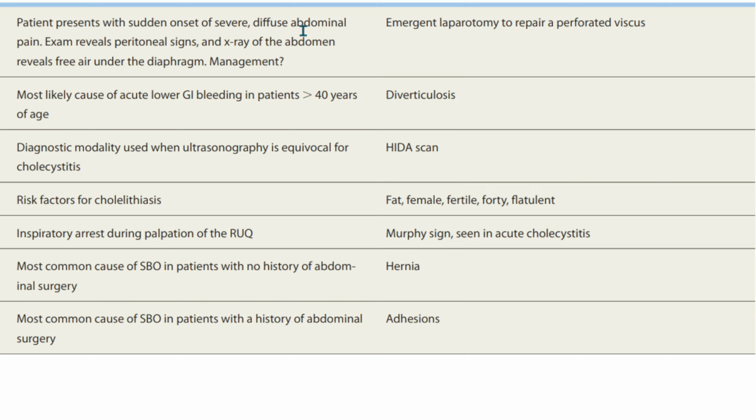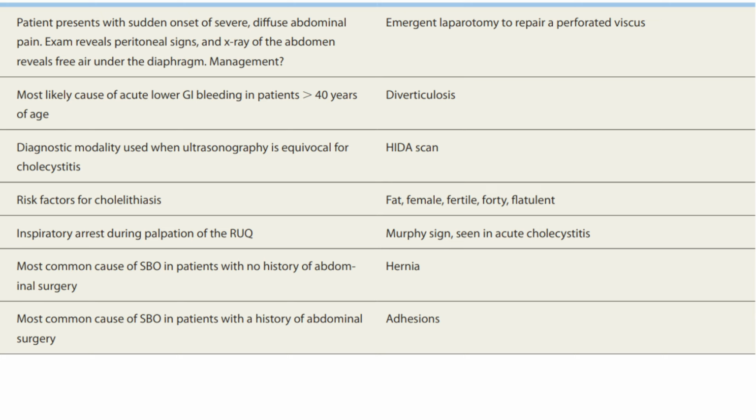When you have inspiratory arrest during palpation of the right upper quadrant, this is Murphy's sign, seen in acute cholecystitis.